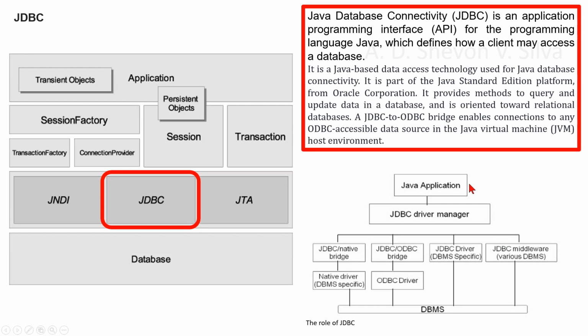Here you can see a Java application interacting with the JDBC driver manager. Here you can see the JDBC native bridge interacts with the native driver, DBMS specific. The native driver interacts with DBMS. Here the JDBC-ODBC bridge interacts with the ODBC driver. The ODBC driver interacts with DBMS. The JDBC driver, DBMS specific, interacts with DBMS. The JDBC middleware, various DBMS, interacts with DBMS.